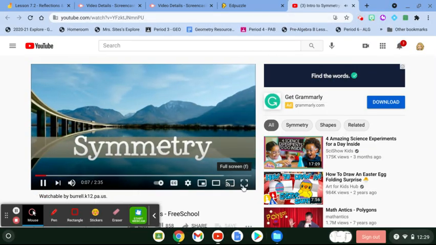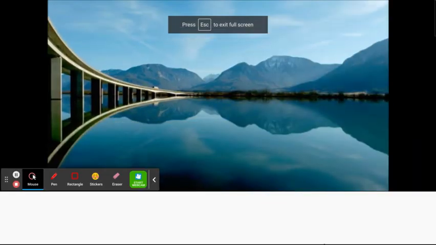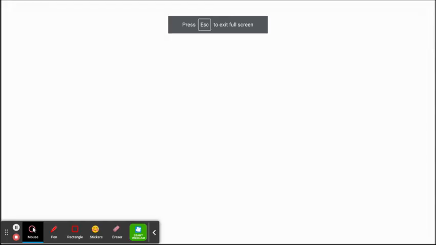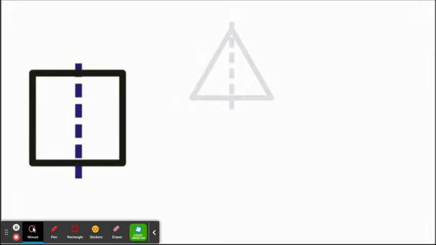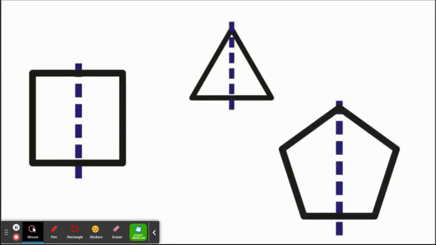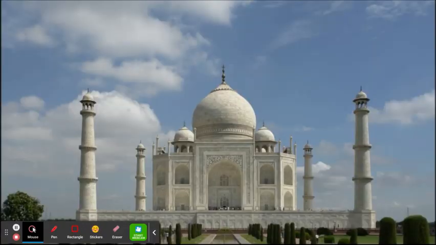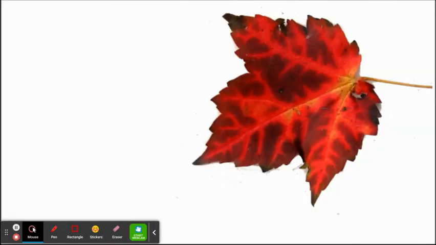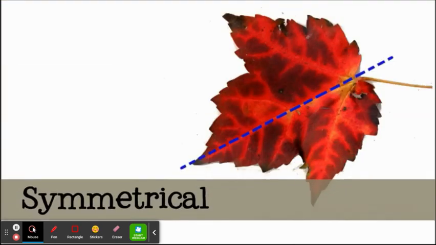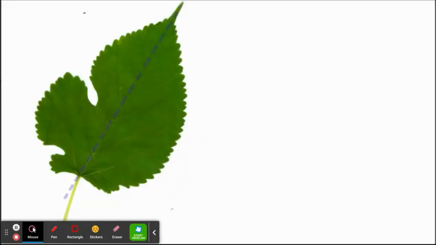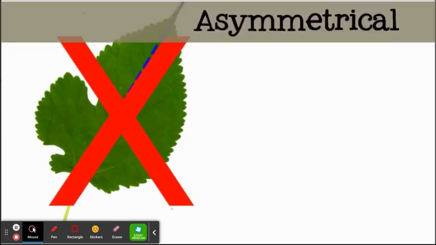Learn about symmetry. Symmetry is a concept that is commonly found in math, especially geometry, but it is also often discussed in art and design. An object that has symmetry can be divided into identical pieces. When an object has symmetry, we say that it is symmetrical. When an object does not have symmetry, we say that it is asymmetrical.